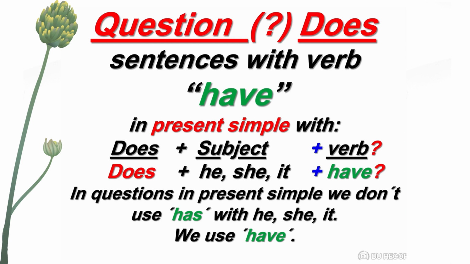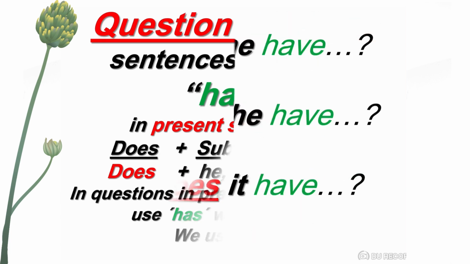To sum up, the summary of what we've seen up to now. In positive sentences we use has with he, she, it. In negative sentences with he, she, it, we use he doesn't have, she doesn't have, it doesn't have. In questions with he, she, it, we use does he have, does she have, does it have. This is what you should remember. This is the rule.